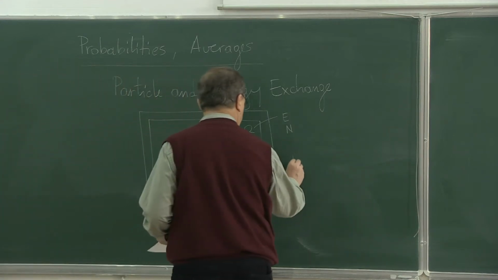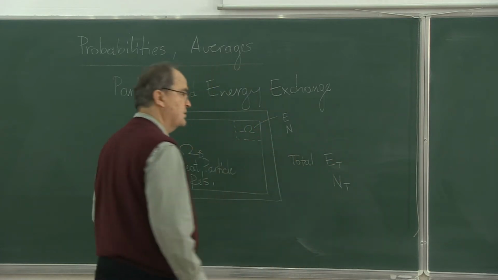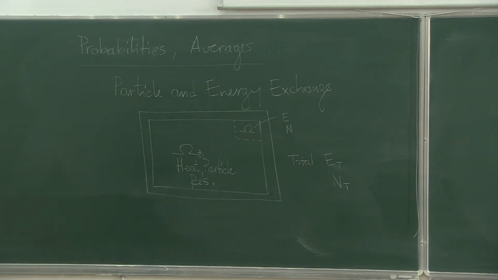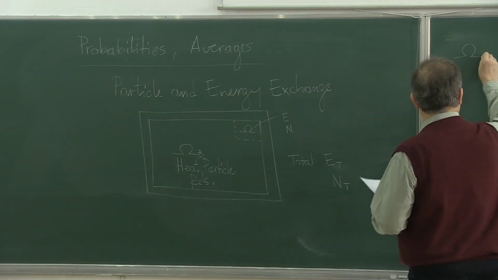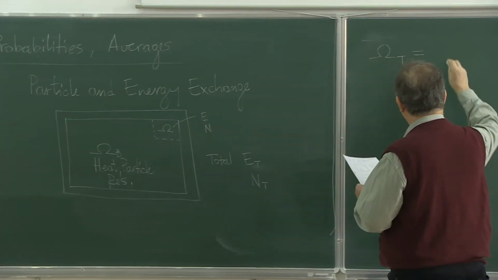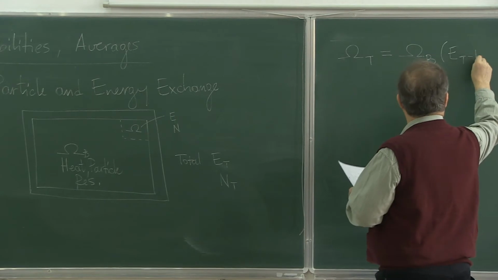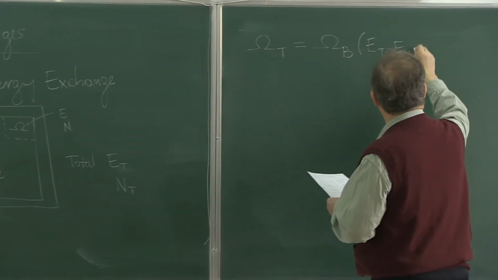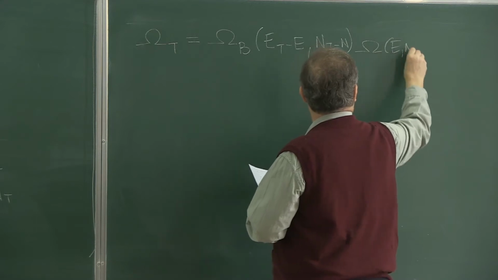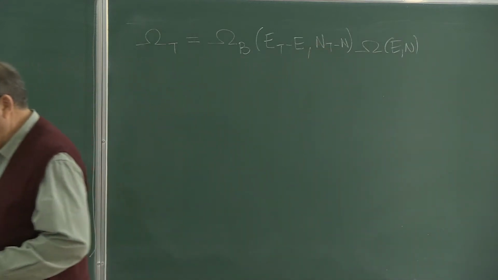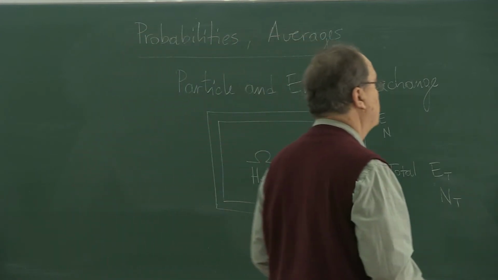Total energy is E total, and the total number of particles is N total. So the total number of microstates available to these interacting systems will be written as the multiplication of the individual numbers of microstates available to each. And that's our probability, which will be proportional to that number.